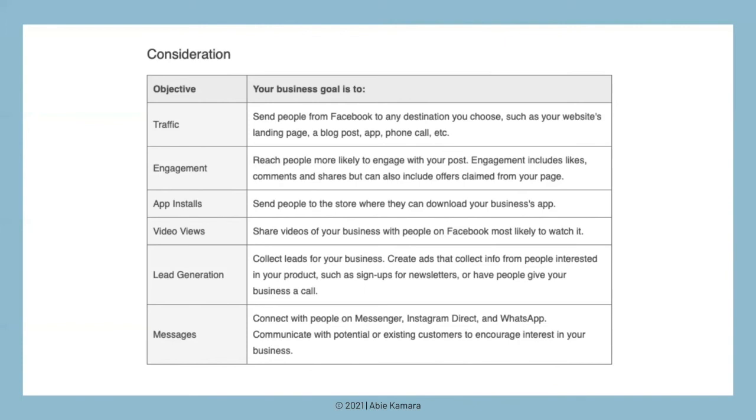Engagement. The goal here is to reach people that are more likely to engage with your post. So engagement can include likes, comments, shares, and I believe they have the offers claimed from your page. App installs. So this is to send people to a store where they can download your app. Video views, we talked about this one a little bit. So you share your videos to people on Facebook that are most likely to watch it.